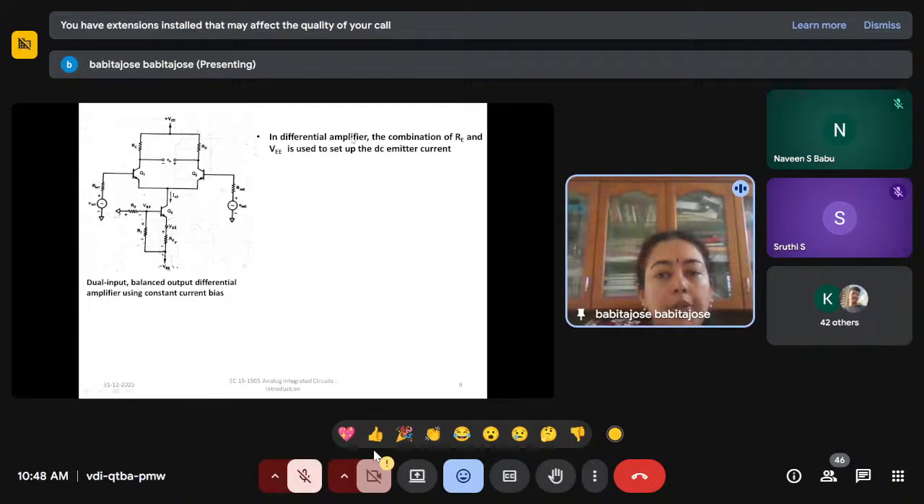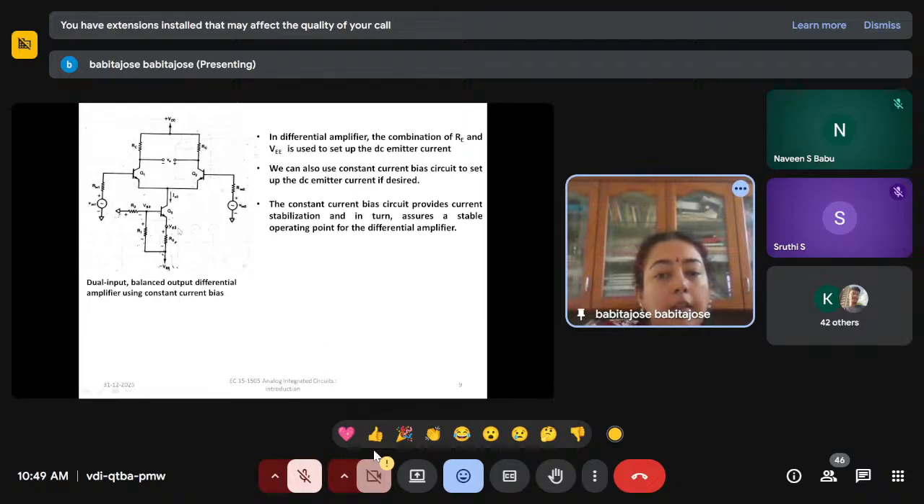So in the differential amplifier, the combination of RE and VEE is used to set up the DC emitter current. So this is a constant current bias which is used to set up the DC emitter current, that means the emitter current IE. And this constant current bias provides the current stabilization.